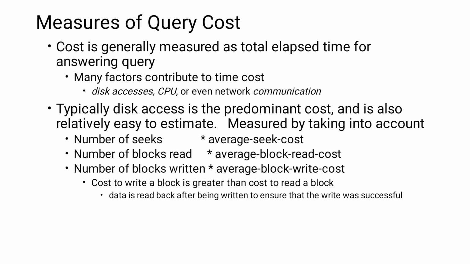For more accurate measures, we should find out the number of seek operations performed, the number of blocks read, and the number of blocks written, and then add up these numbers after multiplying them by the average seek time, the average transfer time for reading a block, and the average transfer time for writing a block, respectively.